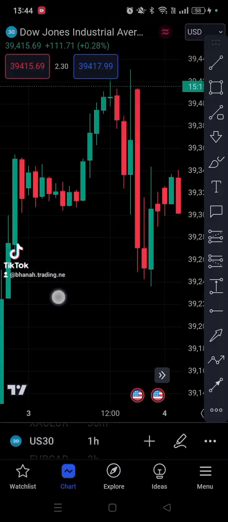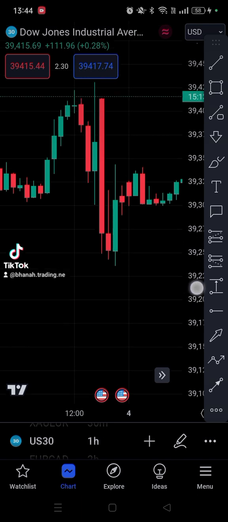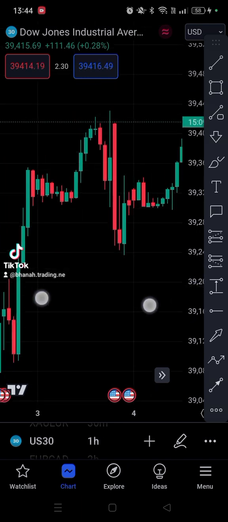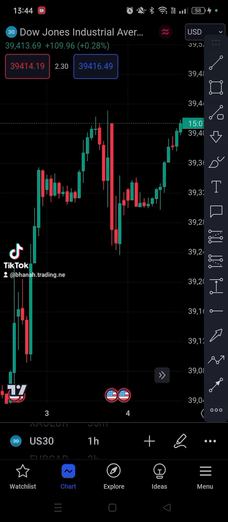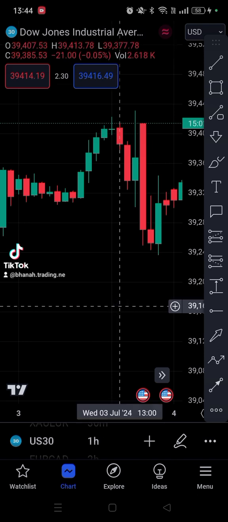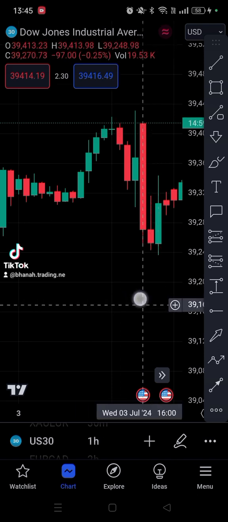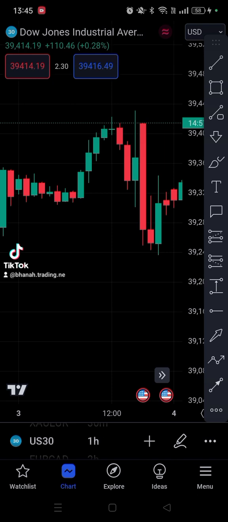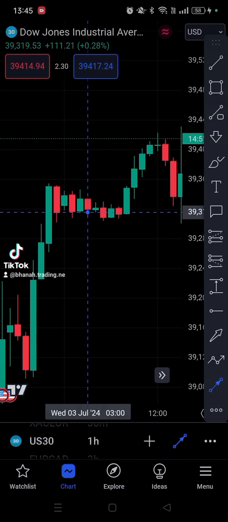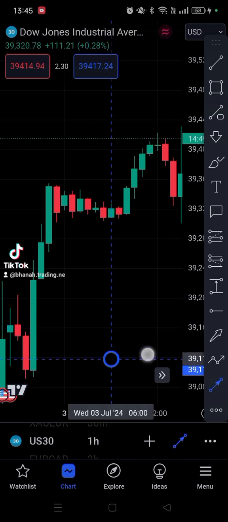Let me break it down for a minute because it's very important to understand the process. Most traders want to see the results, but they don't want to understand the process. Now, what I noticed is that we had a clear support and resistance zone. As the market was moving yesterday, it created a clear support and resistance zone.